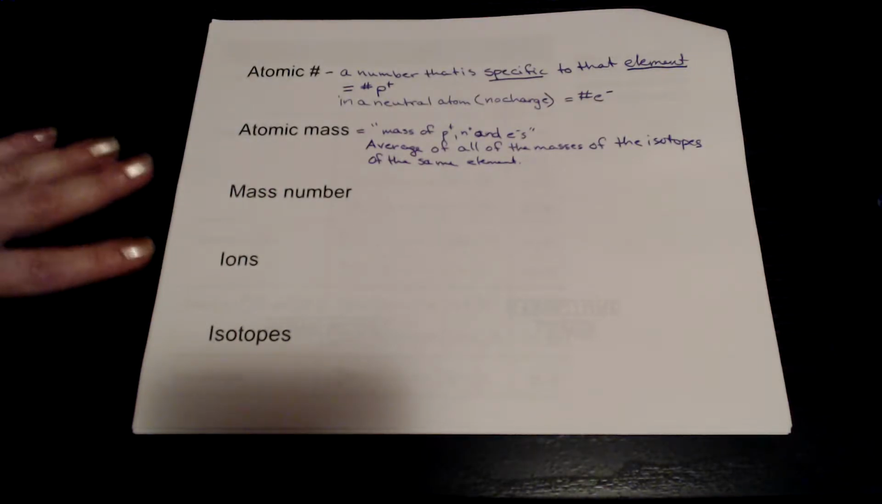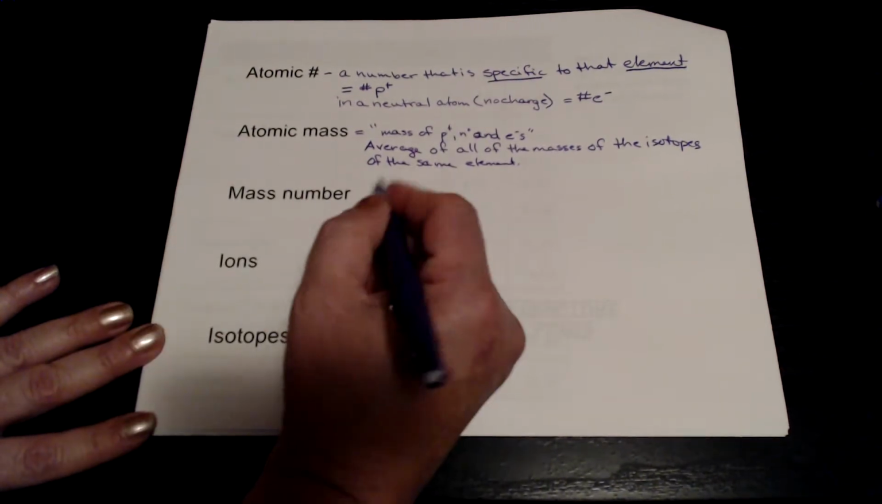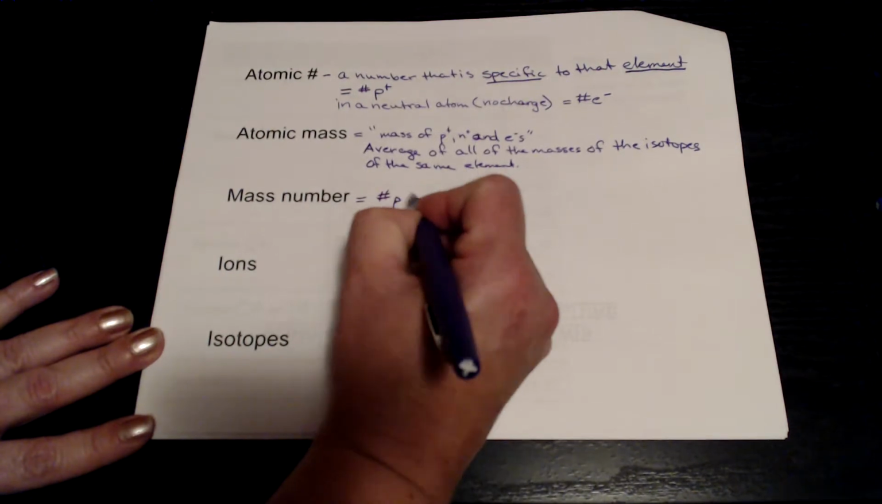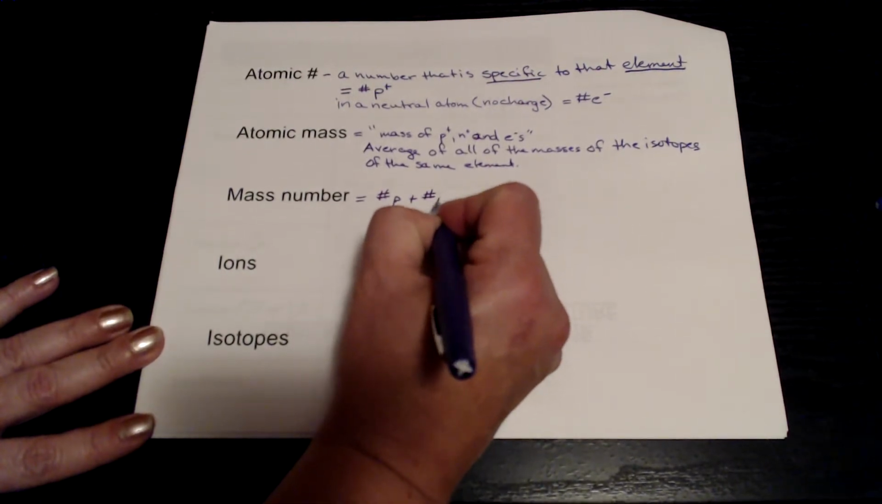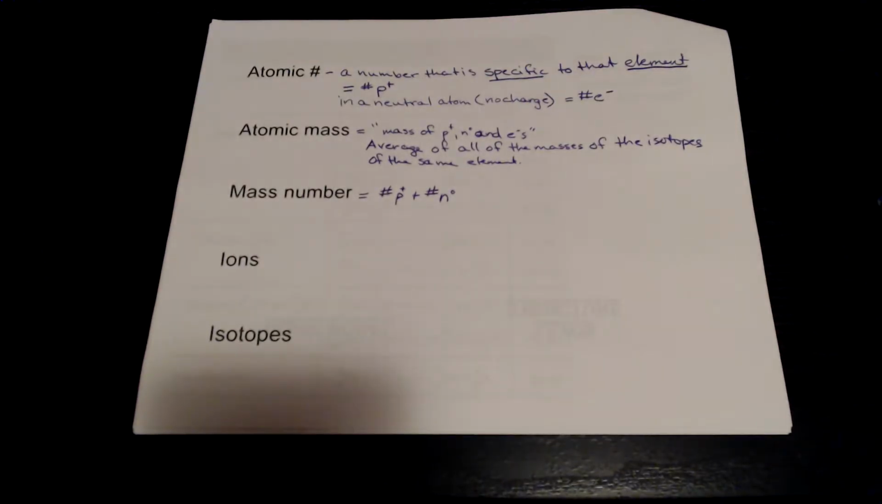Okay, so now let's do the differentiation between the atomic mass and the mass number. Mass number is equal to the number of protons plus the number of neutrons. Forgot my little plus sign. And usually what we're using the mass number for is to find the number of neutrons. So typically you'll be given the mass number in some way, shape, or form.